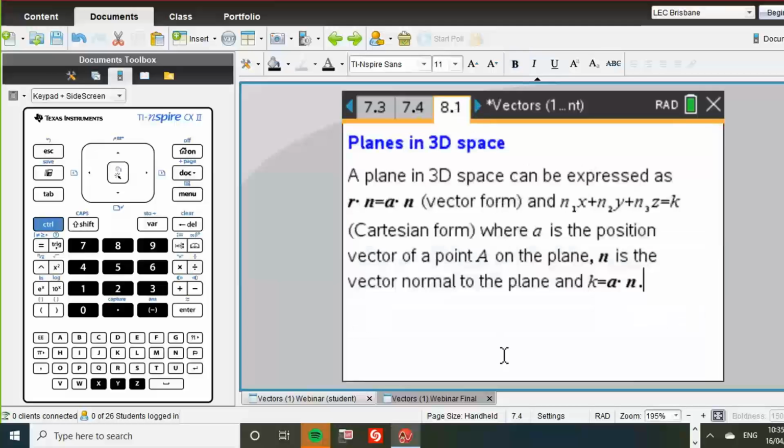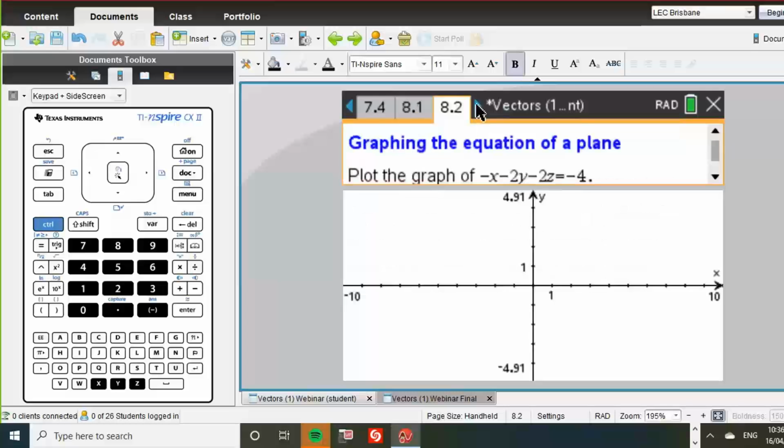Finally, we're looking at planes in three-dimensional space, and a plane in three-dimensional space can be expressed in vector form, the dot product form, or in Cartesian form. I'll bold this when I send this to you, where a is the position vector of a point A on the plane, and vector n is the vector that's normal to the plane, and k is equal to the dot product of a and n. You can't do much here, but we can use the 3D graphing feature to visualize what a plane looks like.